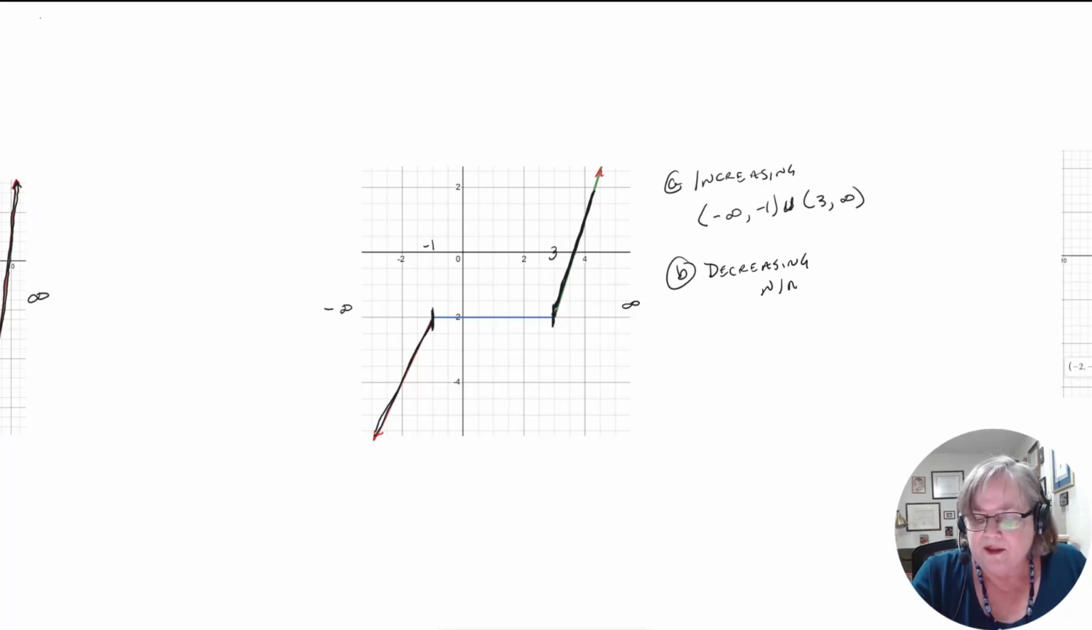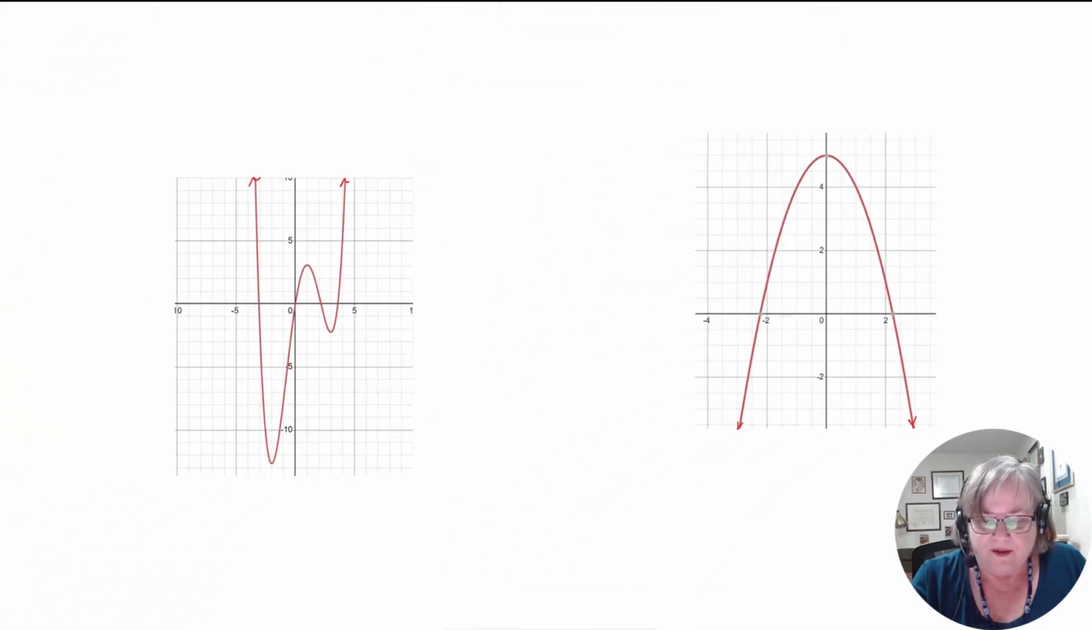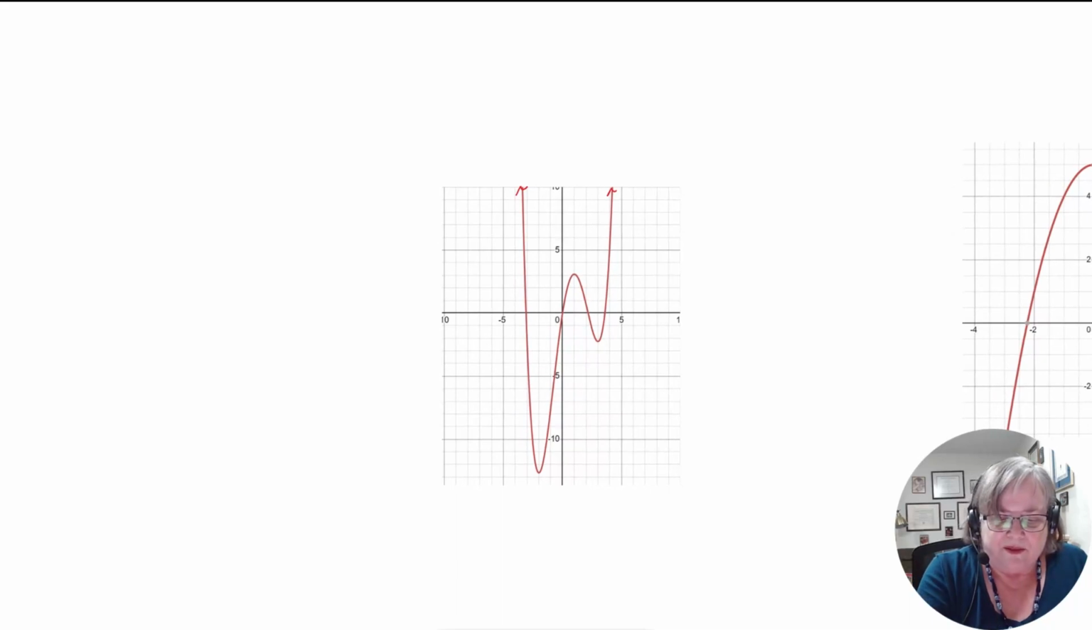And where is it decreasing? It is not decreasing anywhere along its length. And where is it constant? It is constant from here to here. So it would be constant between negative 1 and up to 3. So if you see again, negative infinity to negative 1, negative 1 to 3, 3 to infinity covers all of that section. Let's do these last two. And while I'm writing this out, see if you can identify where these are.